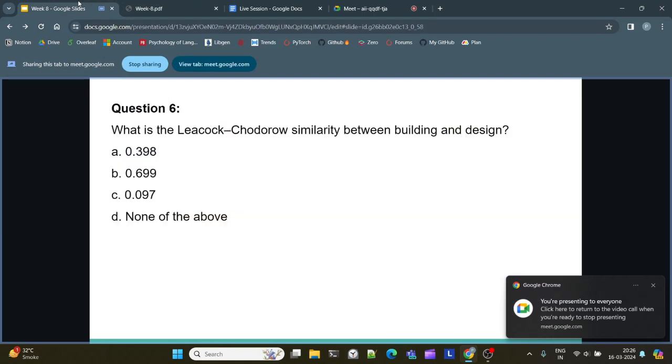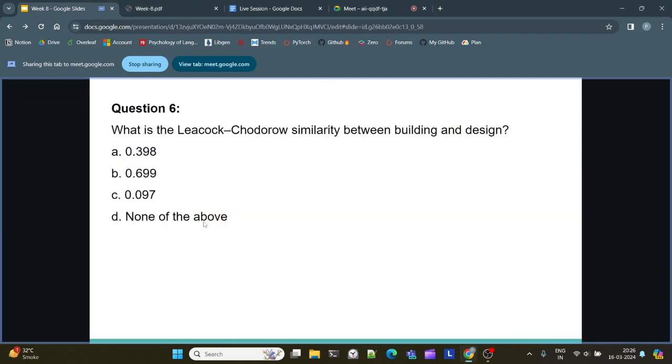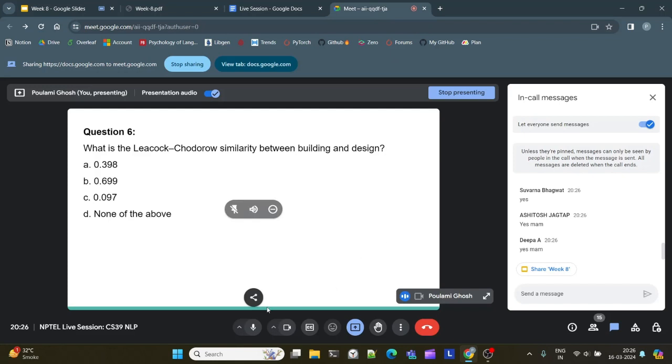Okay, the next question is this. Now we need to find the similarity between building and design. So again, a very similar problem. Please try once, and we'll discuss in a couple of minutes.